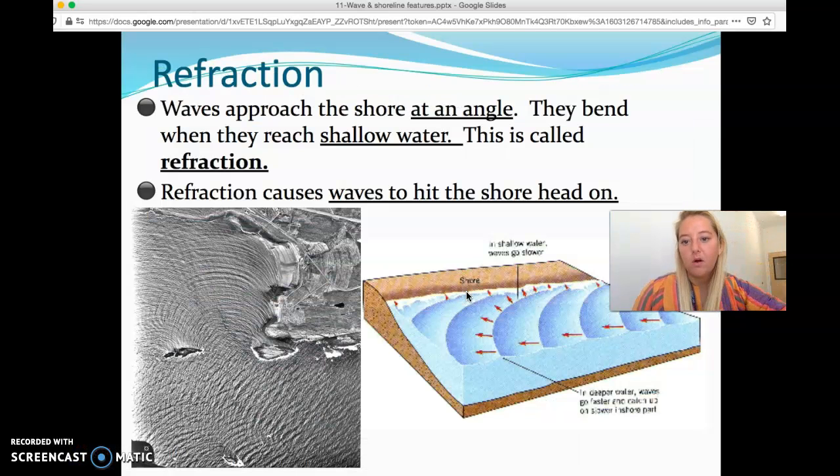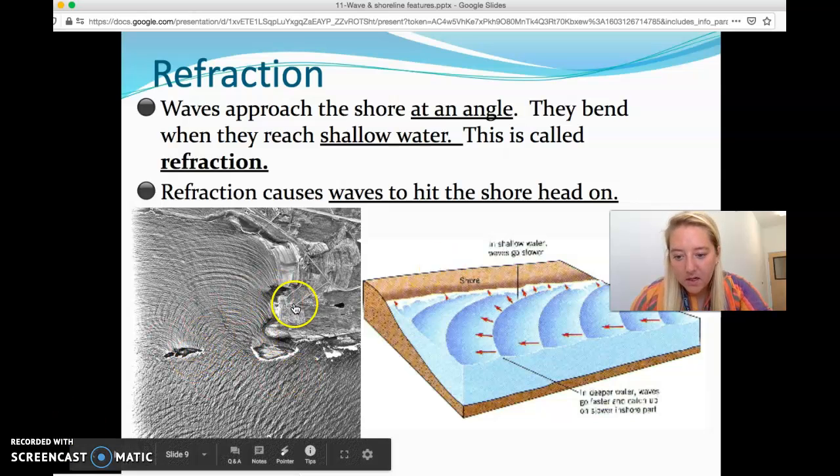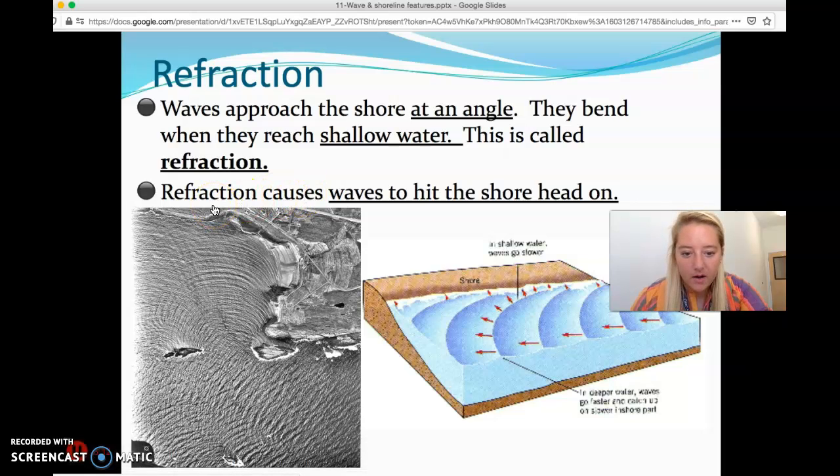We also have what we call refraction, which is when the waves approach the shore at an angle. They bend when they reach shallow water. This is called refraction. So if you were looking at a bird's eye view and you started to see this bending right here of waves, you can tell that this is shallower water. Refraction causes waves to hit the shore head on.